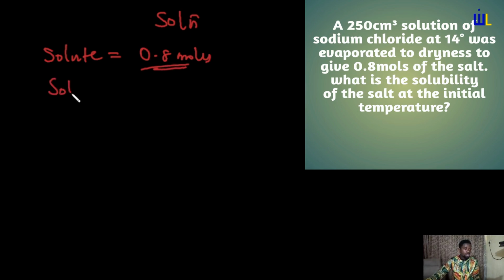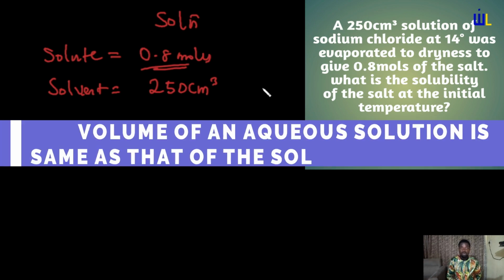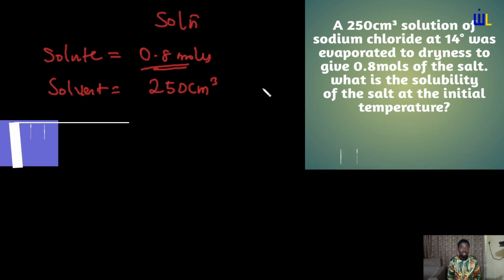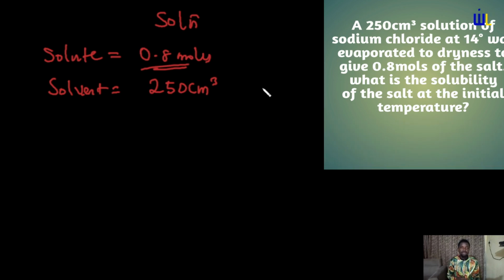Now the solvent in this case was 250 cm³. I might not have mentioned this, but please note that the volume of an aqueous solution is equivalent to the volume of the solvent, which means whenever you have an aqueous solution and its volume is given, the volume of that aqueous solution will be the same thing as the volume of the solvent. So in this case, the volume of the solvent is equivalent to 250 cm³.